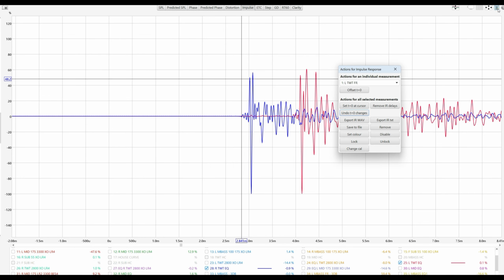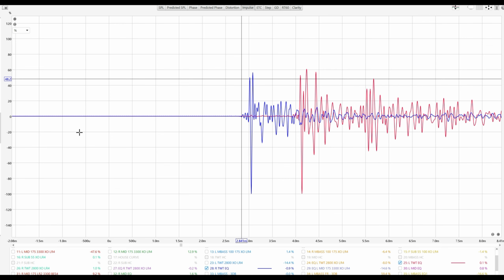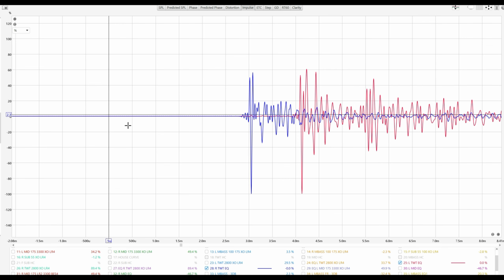Alright, well, using this set T0 at cursor button is one way of getting your impulse responses aligned with T0, but it's not really the right way, because often you can do that and then of course this one won't move with it, and then the distances between the impulse peaks will be different, and you leave yourself open to making mistakes.